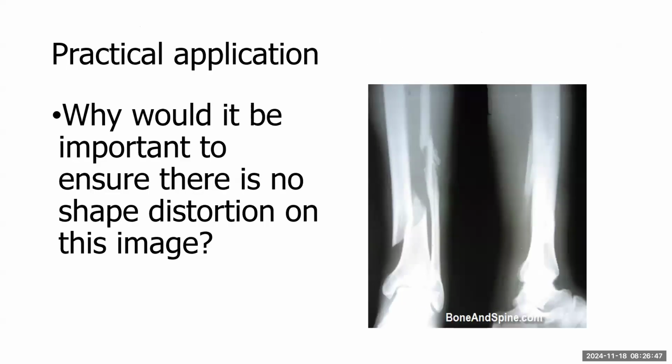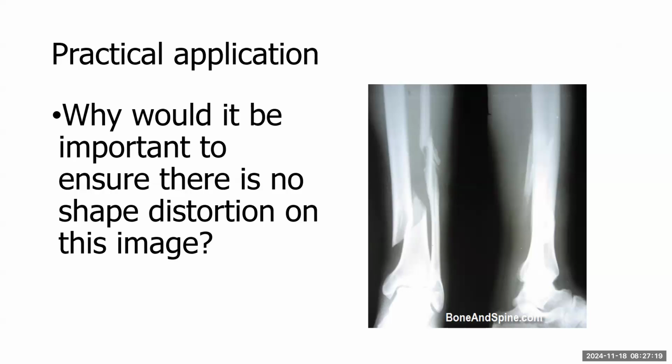Practically, for example, in this image, why would it be important to ensure that there's no shape distortion on this particular image? Yes, because of the fracture. And the ortho guys need to do what? Put it back together, right? And so when they are trying to align those bone fragments, they want a true representation of what they look like, because they want to put them back together where they grow back the closest to normal as possible.